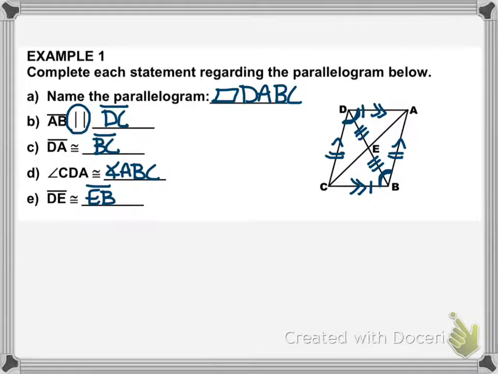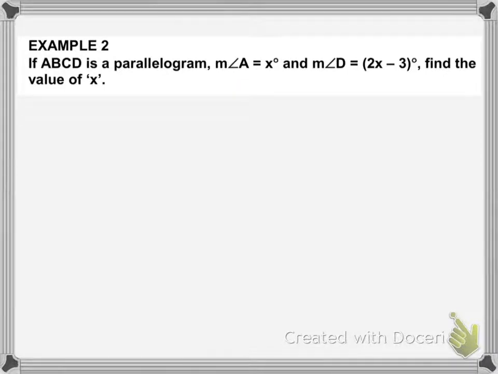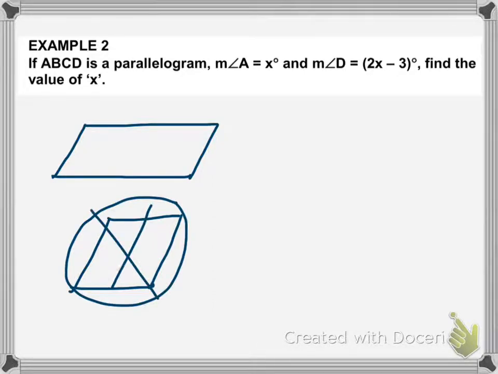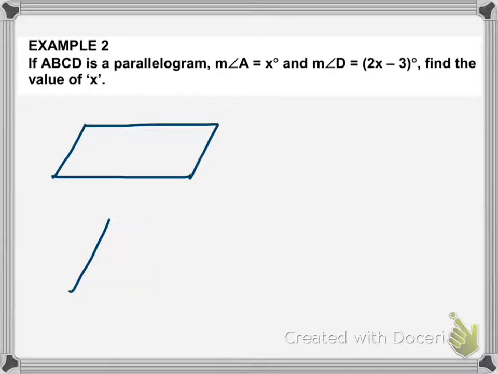Okay, so in this example, it says if ABCD is a parallelogram, then the measure of angle A equals x degrees, and the measure of angle D equals 2x minus 3 degrees. Find the value of x. So the very first thing we need to do, since we don't have one, is sketch a parallelogram, okay? If you make it a little shorter, it actually looks more like a rhombus and will confuse you when we get to rhombus. So try to make your parallelograms kind of long. That'll help you remember some of its properties better.